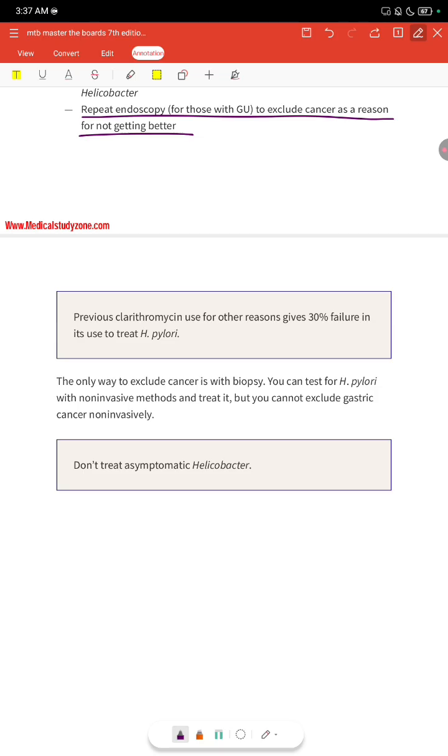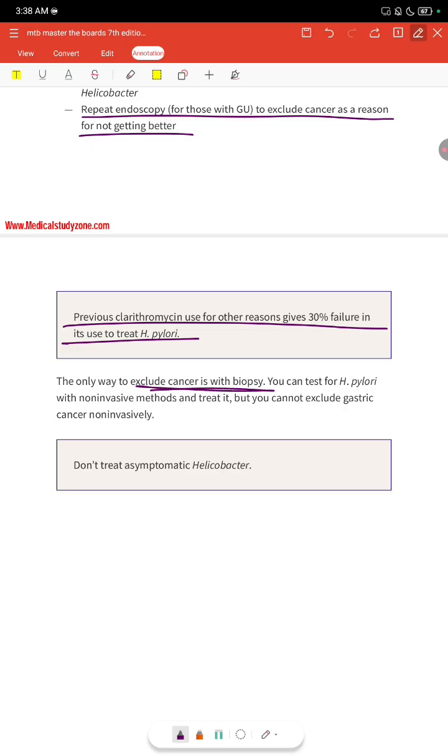Previous clarithromycin use for other reasons gives 30% failure in its use to treat H. pylori. That's the reason that doctors often say do not self-prescribe antibiotics. It's because it develops AMR, antimicrobial resistance. So previous clarithromycin use for other reasons gives 30% failure in treatment of H. pylori. The only way to exclude cancer is with biopsy.